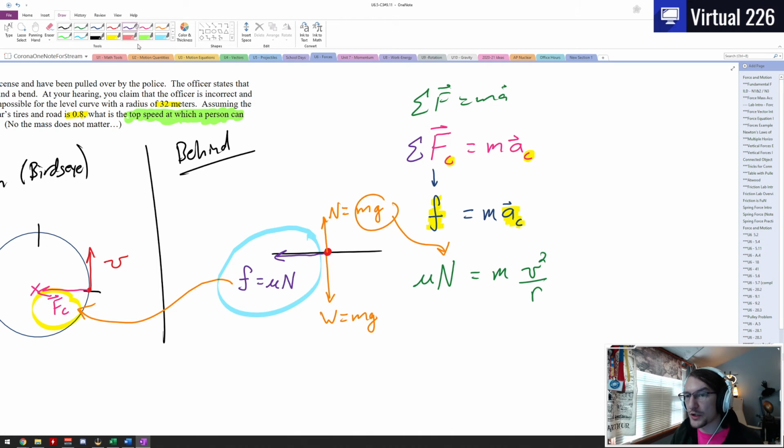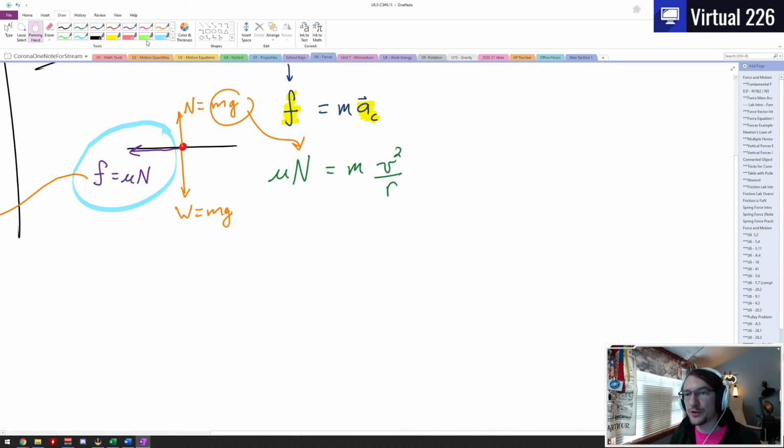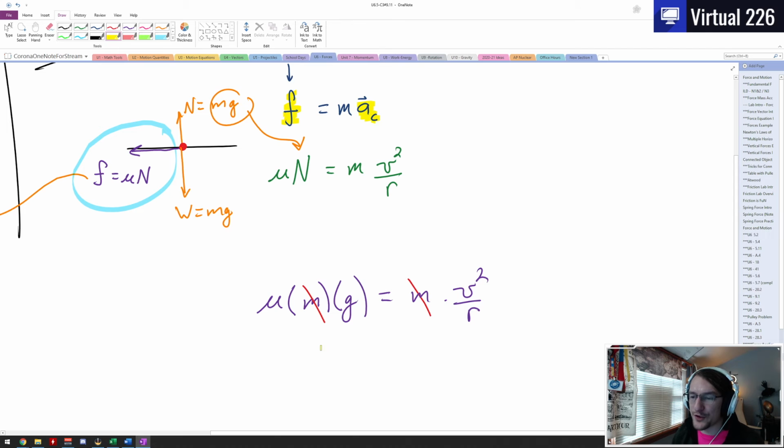And this is actually really cool because if you go back and look at the problem, we don't actually know the mass of the car. We don't know if it is a small, sporty sedan, or if it's a big truck. But it turns out it doesn't matter. When we start writing this out, mu times m times g equals m v squared over r, we quickly see that the masses, being on both sides of the equation, divide each other out. They cancel. So it doesn't matter the mass of your vehicle. All that matters is what is the coefficient of the road?